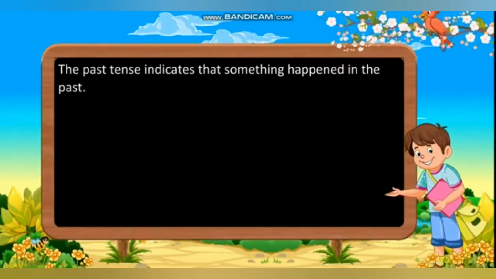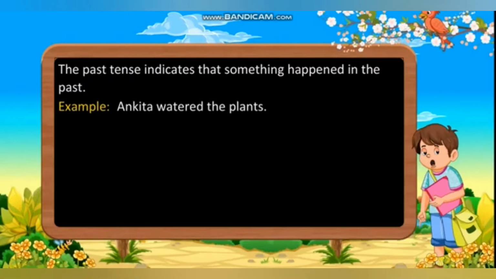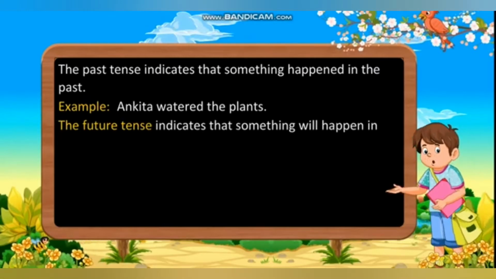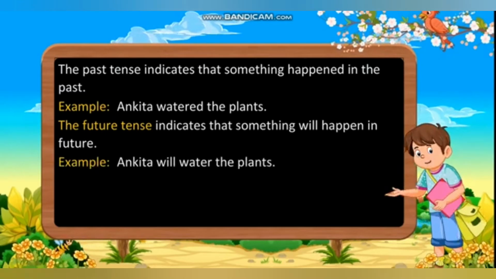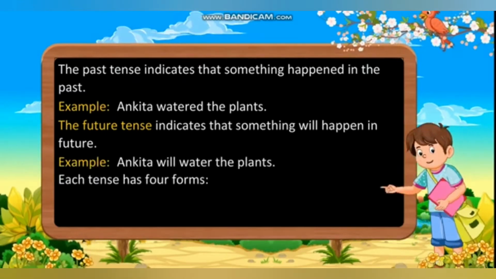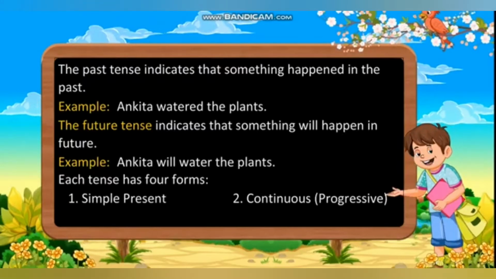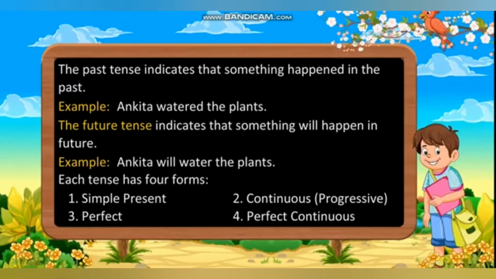The past tense indicates that something happened in the past. For example, Ankita watered the plants. The future tense indicates that something will happen in future. For example, Ankita will water the plants. Each tense has four forms: simple, continuous or progressive, perfect, and perfect continuous.